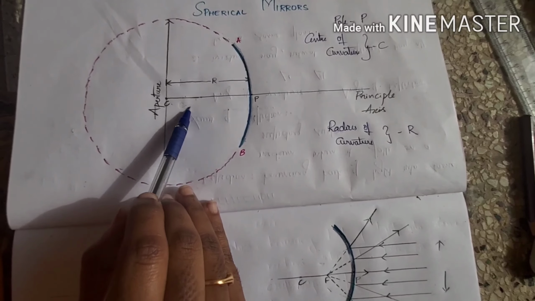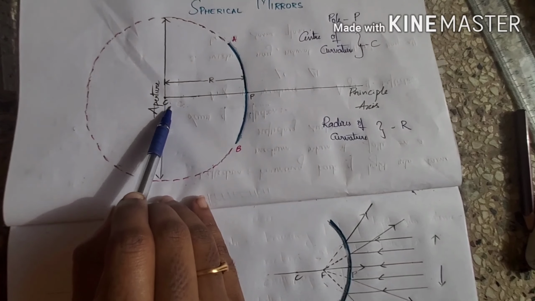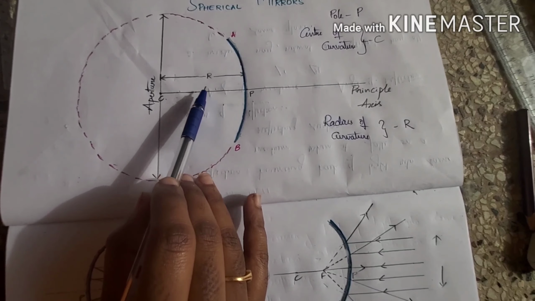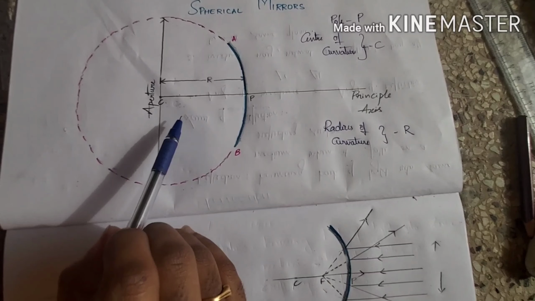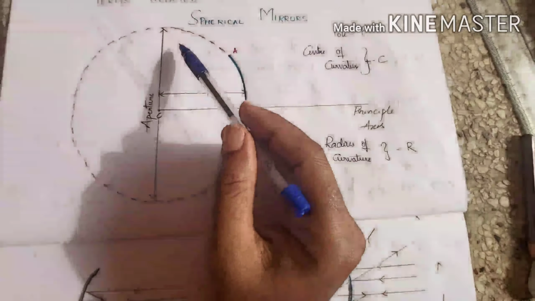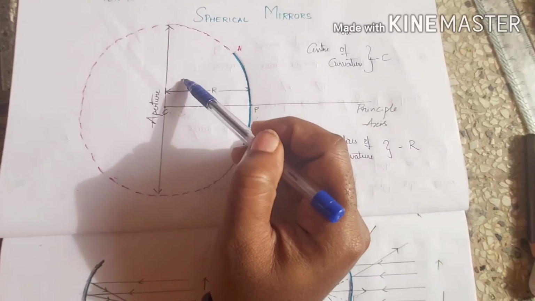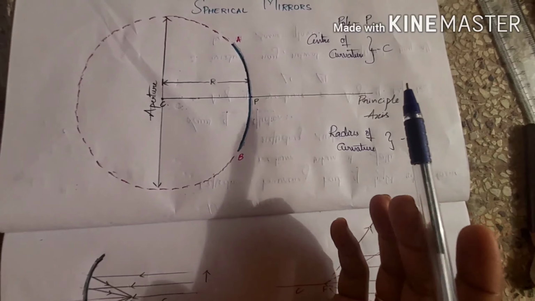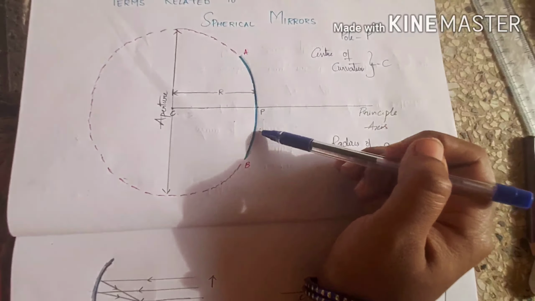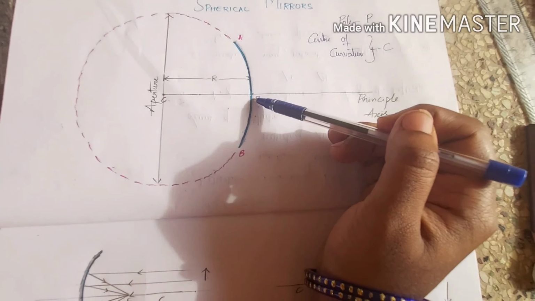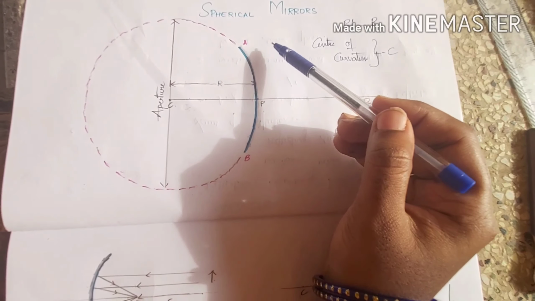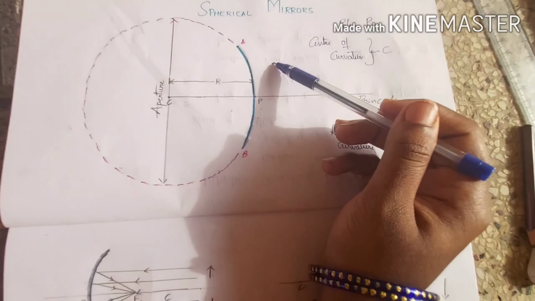It's nothing but the distance between the center of curvature C and the pole, represented with the letter R, and it is called the radius of curvature. And the diameter of the sphere is called the aperture. For our studies, like in 10th standard and further studies, we'll always take this length AB as the aperture. Okay, this is for our convenience, but actually the aperture is the diameter of the spherical mirror.